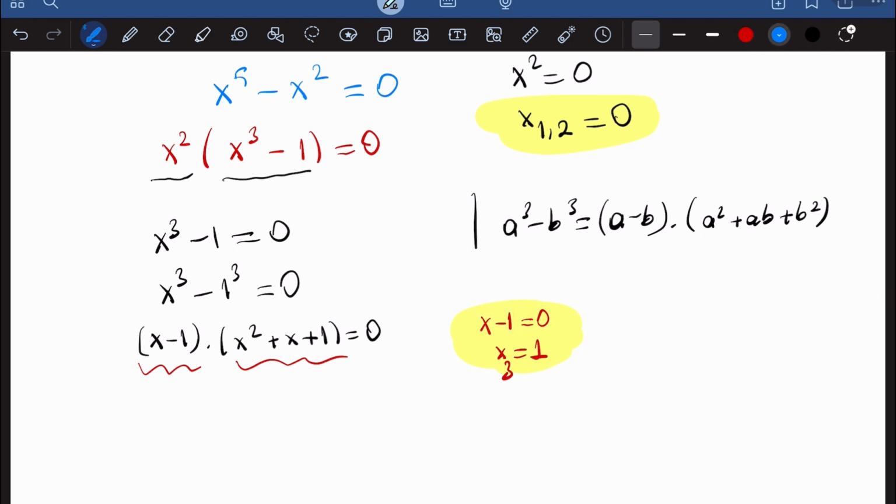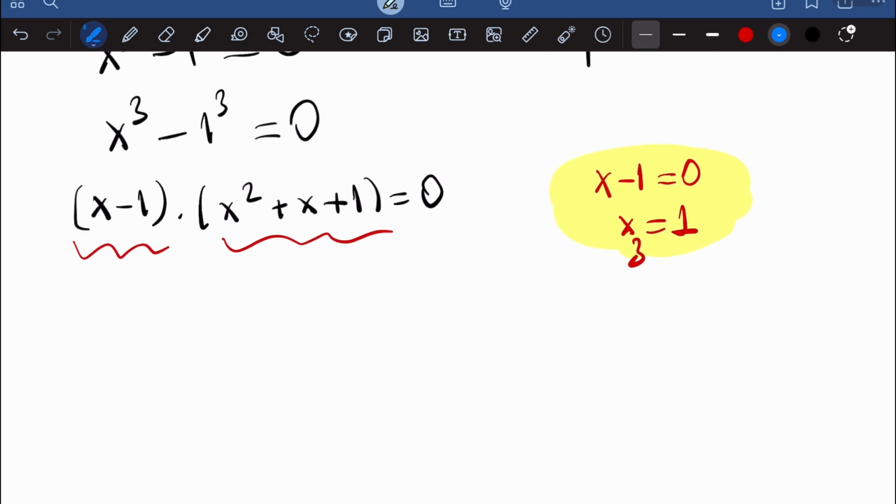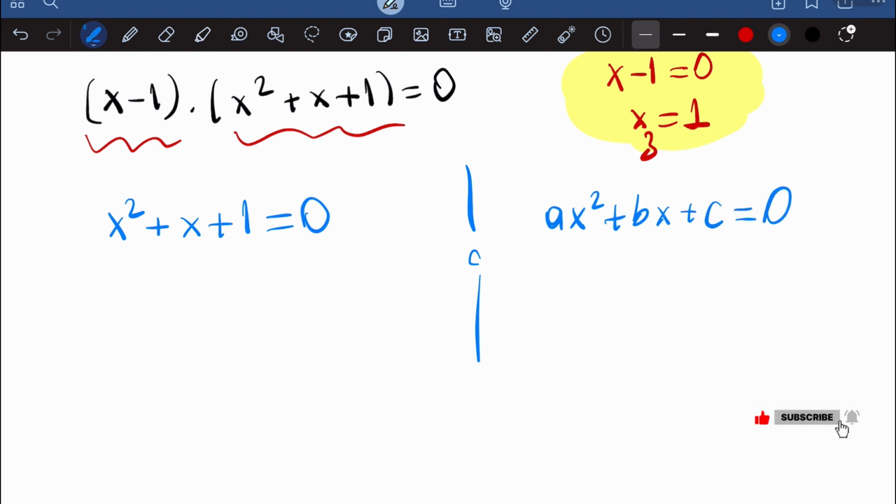If we continue, what do we have? x squared plus x plus 1 equals 0. I guess the student didn't know this. What should immediately come to mind? The properties related to these. That is, in the equation ax squared plus bx plus c equals 0.